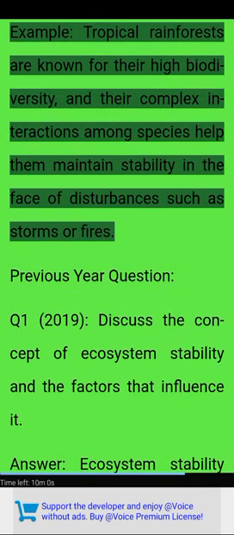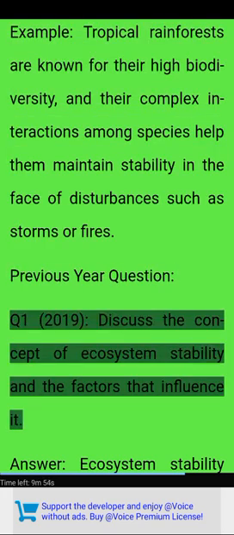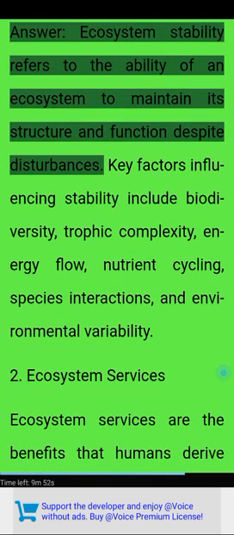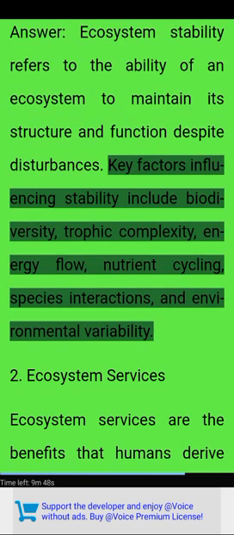Example, tropical rainforests are known for their high biodiversity, and their complex interactions among species help them maintain stability in the face of disturbances such as storms or fires. Previous year question. Q1 2019: Discuss the concept of ecosystem stability and the factors that influence it. Answer. Ecosystem stability refers to the ability of an ecosystem to maintain its structure and function despite disturbances. Key factors influencing stability include biodiversity, trophic complexity, energy flow, nutrient cycling, species interactions, and environmental variability.